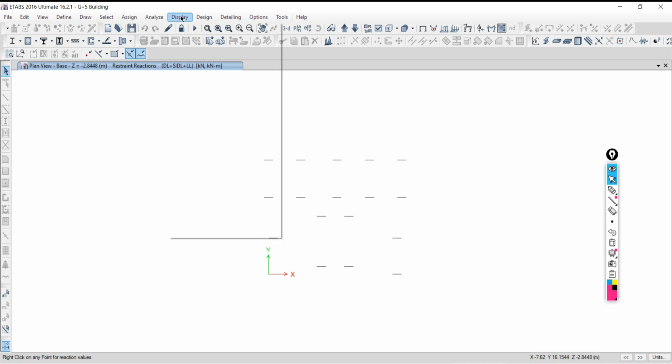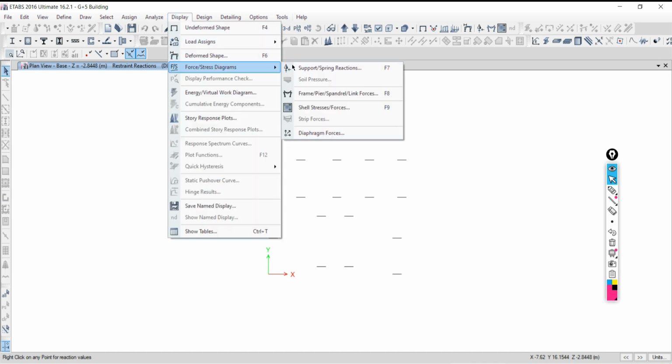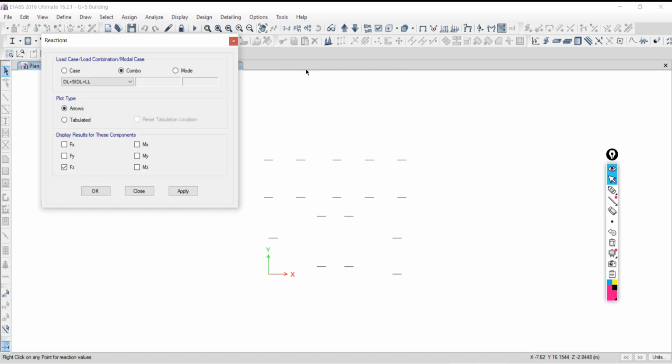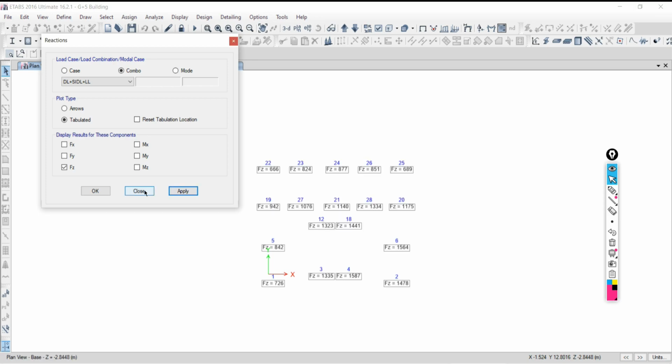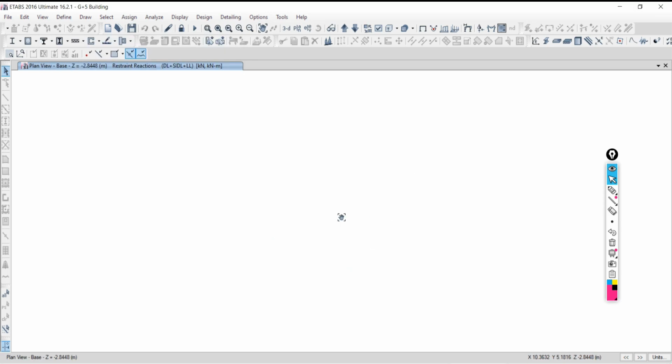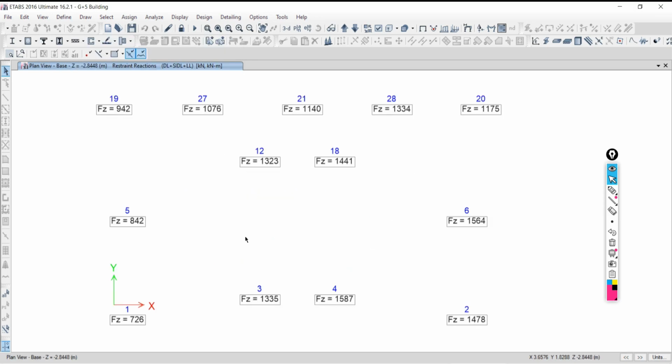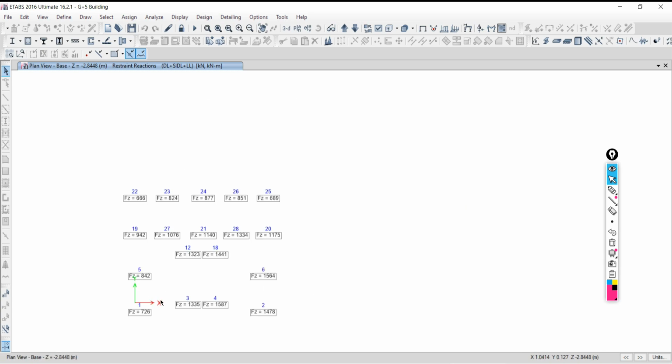So go to Display again, go to Force Stress Diagram, go to upward reaction, and change it from arrow to tabulated. Check this and apply. Now in plan you need to change it to tabulated. Now see, here the reactions are available: 726, 1478, 842, 942, 666, 666. So these are all the reactions under the columns.